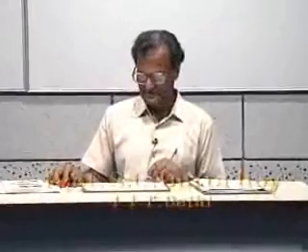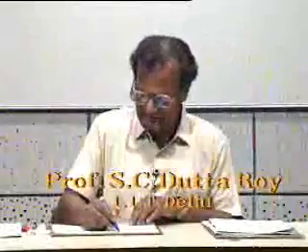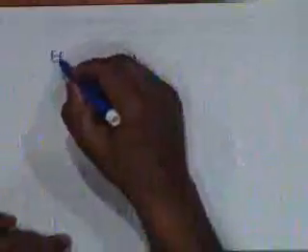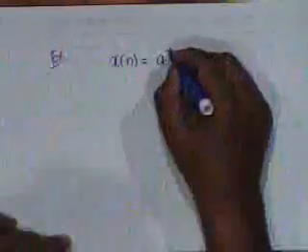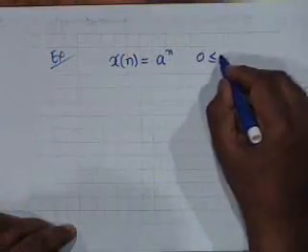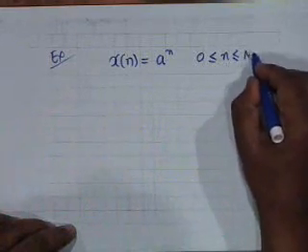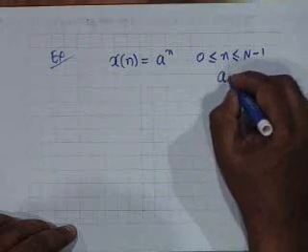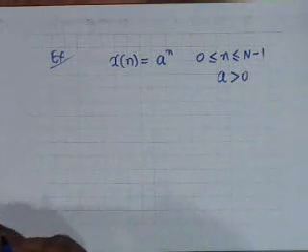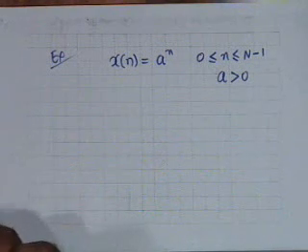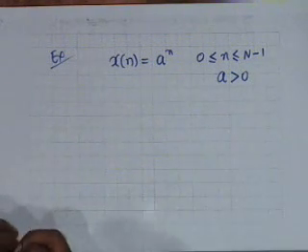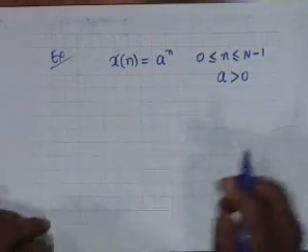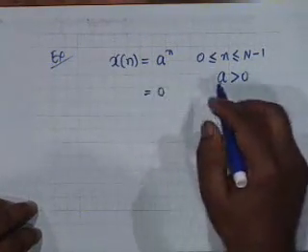29th lecture, properties of Z transforms. We had started one example last time, and we will complete this example before going to others. The example was a finite duration sequence, which is a to the n for 0 less than or equal to n less than or equal to N minus 1, and a is positive. It could be greater than 1, it could be less than 1, there is no constraint on a. So with finite duration, the Z transform always exists, and the sequence is 0 otherwise.